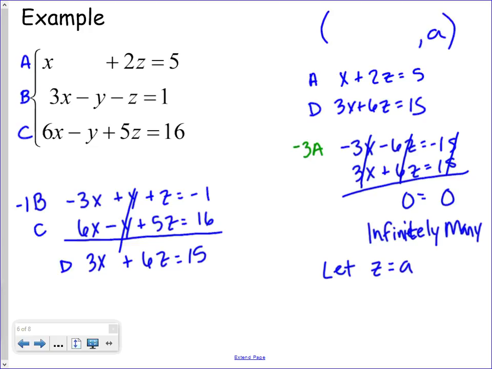I'd like to find the x and the y coordinate in terms of a, so that they're all related to one another. So I'm going to go up to equation a, x plus 2z equals 5. And where z is, I'm going to substitute in a. So that's really x plus 2a equals 5. Subtract the 2a so that I get x all by itself. I have 5 minus 2a. If my z coordinate is some a value, my x coordinate is 5 minus 2a.